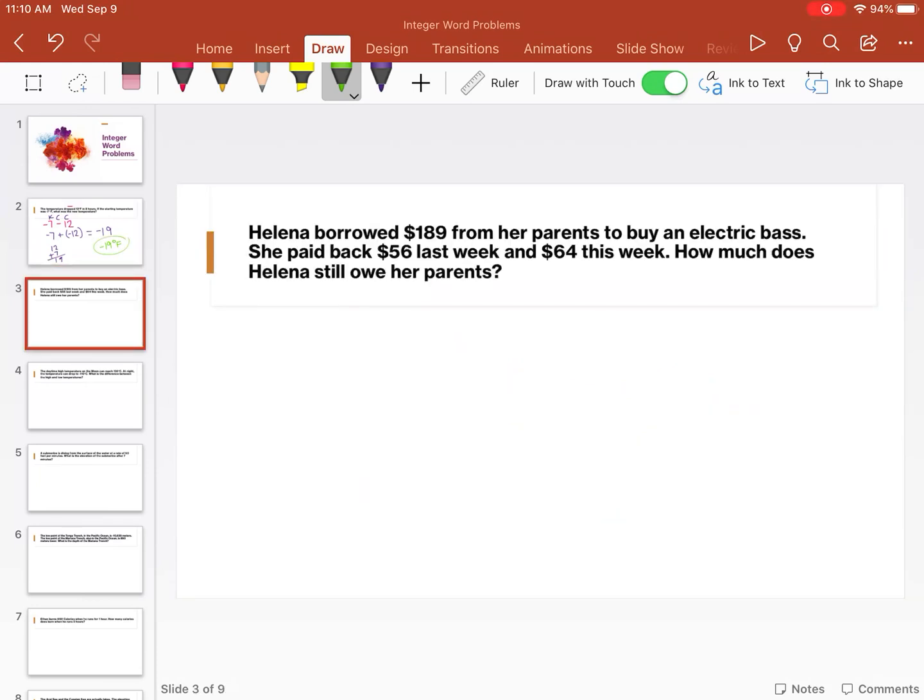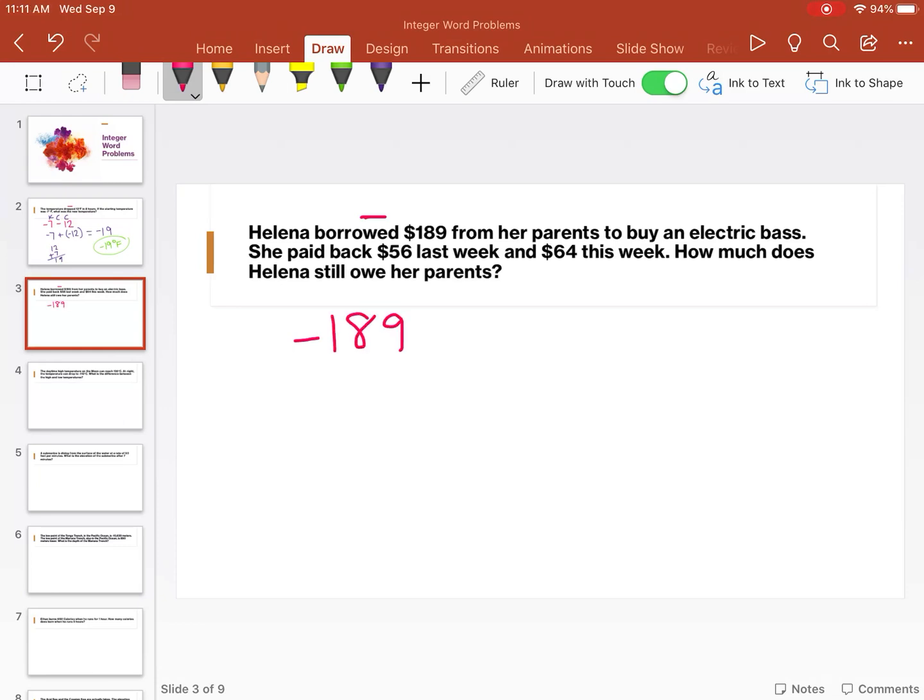Next. Helena borrowed $189 from her parents to buy an electric bass. She paid back $56 last week and $64 this week. So how much does Helena still owe her parents? So this borrowed, this is kind of a tricky one. This is really actually a negative word because while she got money, she now needs to pay it back. So she's ending up needing to take that away from herself eventually. So that's turning into a -189.